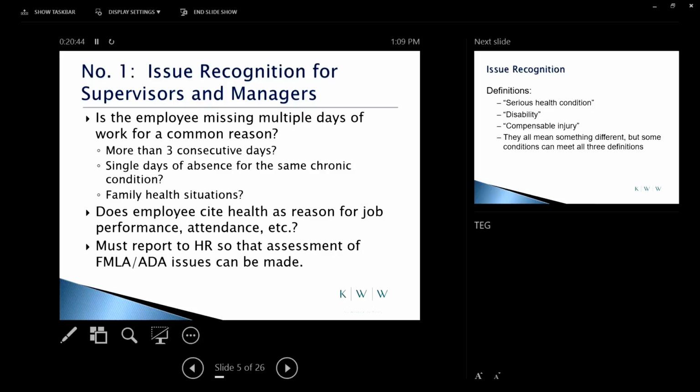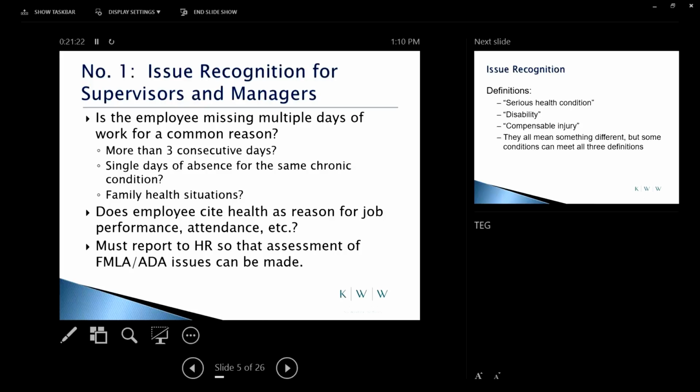So if your supervisor or manager is receiving employee call-offs, for example, or having conversations in the shop, in the office, about the employee's health circumstances, the supervisor may know more than you do about the common thread that connects an employee's seemingly isolated absences, and you need to be aware of that common thread in order to recognize if FMLA has been triggered. So does the employee cite a certain health reason for their absences? Do they cite a health reason for their performance issues, if that is the case?